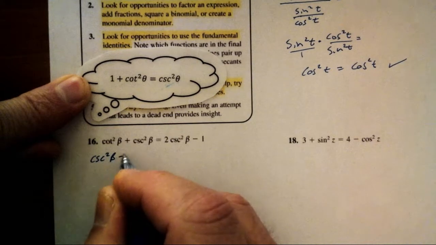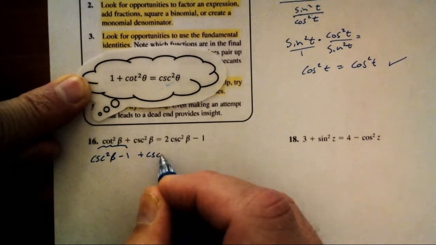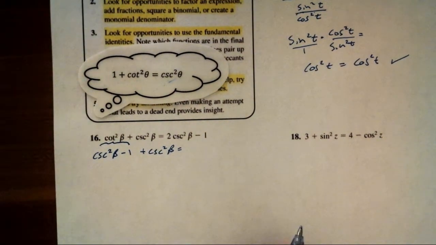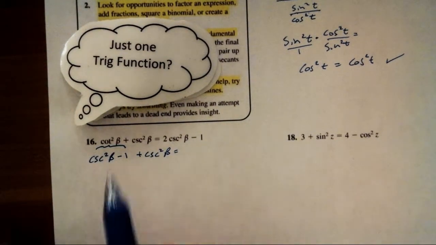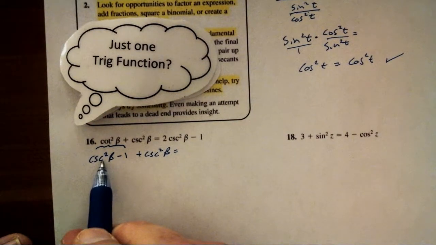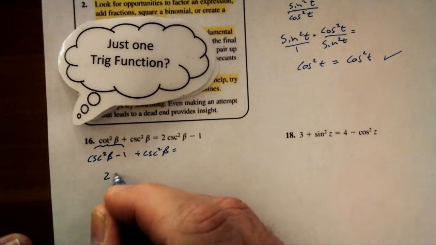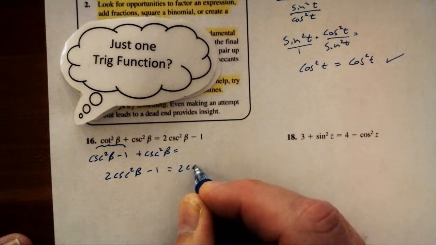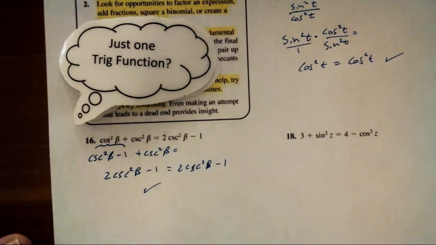Cosecant squared beta minus 1. This becomes that, plus another cosecant squared beta. If we can get everything confined into just one trig function, then it's truthfully just algebra, where this is just an ugly variable. So what do I have here? I have a cosecant squared beta and another cosecant squared beta. An apple plus an apple is two apples. And a minus 1, that equals 2 cosecant squared beta minus 1, and we're done.